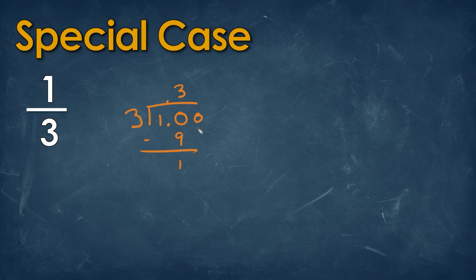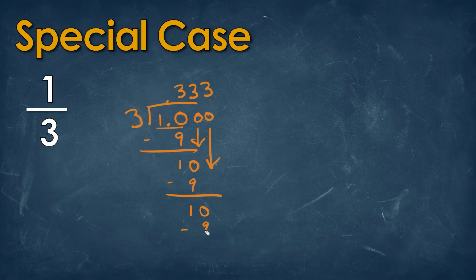Now we're going to do the same thing. We're going to bring down that 0. And again, we have 10. But we just had 10. Okay, well, let's do the same thing. We're going to take a 3. 3 times 3 is going to be 9. Well, look, if we do that, we get 1 again. And then we get 10. Well, we're going to just keep doing this on and on forever if we keep going.